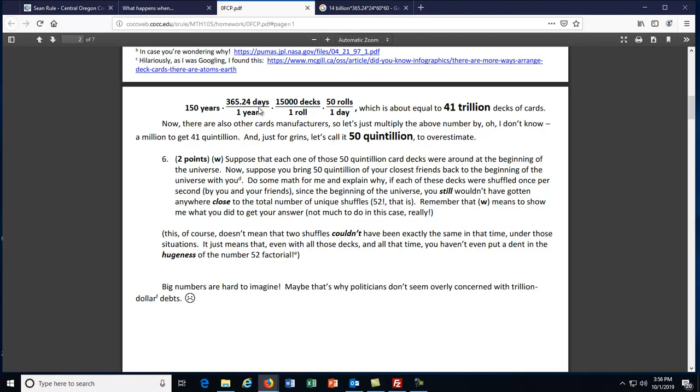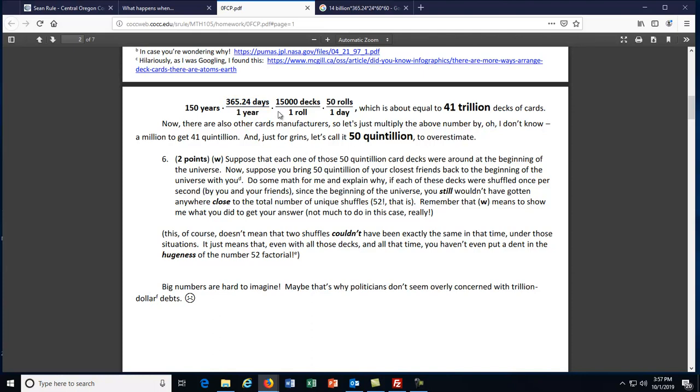And then I noticed that they also said they can do something like, I think it was 11,000 decks per roll, so I made it 15,000 just to, again, upscale it to overestimate. And I couldn't get a count, so I just overestimated how many rolls a day. And I assumed that they work every single day of the year, which probably isn't true. They probably don't work on weekends, but what the hell, let's make them work every day of the year.